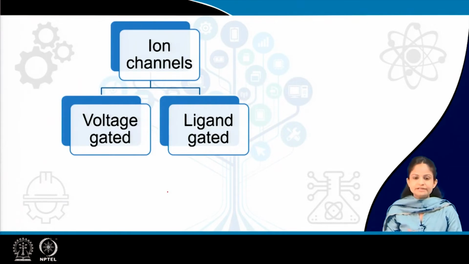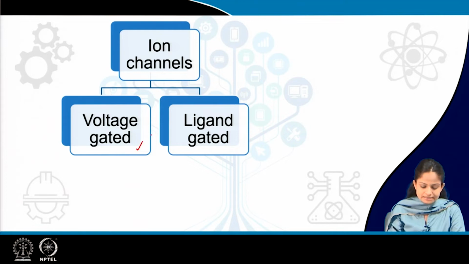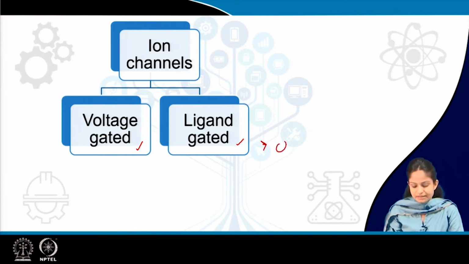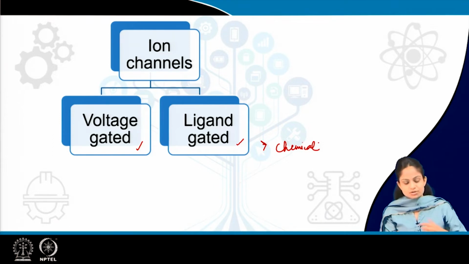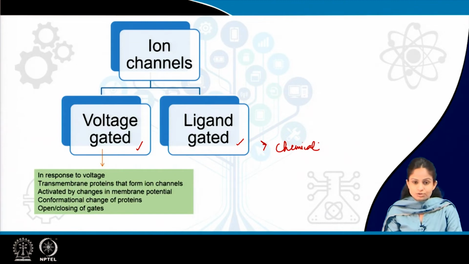Now, ion channels are mainly of two types. We have voltage gated channels and ligand gated channels. Ligand gated channels specifically respond to a ligand, that is a chemical binding substance. Voltage gated channels respond to the change in the membrane potential or the voltage. They are transmembrane proteins that form the ion channels. They are activated by changes in the membrane potential, which bring about conformational changes, and there is a gating mechanism, the opening or closing of the gates, seen in the voltage gated channels.